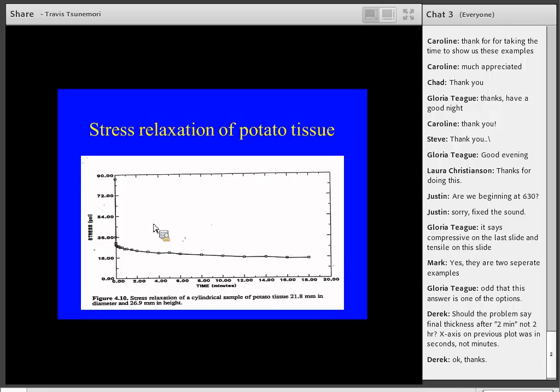Now again, it's nonlinear. So here is a stress relaxation curve for potato tissue. Stress in PSI, you squeeze it a certain amount. This sample had a certain size, 21.8 millimeters in diameter, 26.9 millimeters in height. You can think about what that size is, but it's a chunk of potato material. Compress it a certain physical amount and then wait. And slowly the stress in that is being reduced. It's adjusting to that force. So this is called stress relaxation. And again, it has a time component.